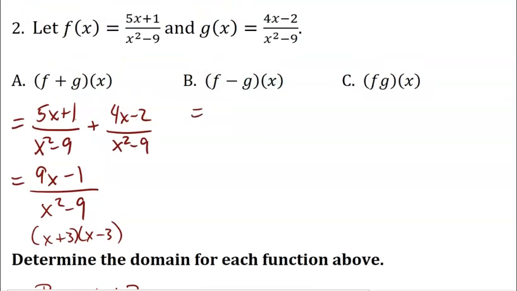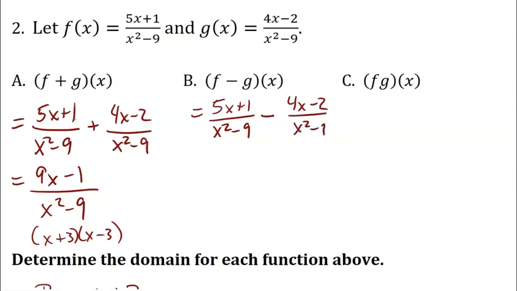All right, for part B, this is 5x plus 1 over x squared minus 9, and then I'm subtracting the entire quantity, 4x minus 2 over x squared minus 9.